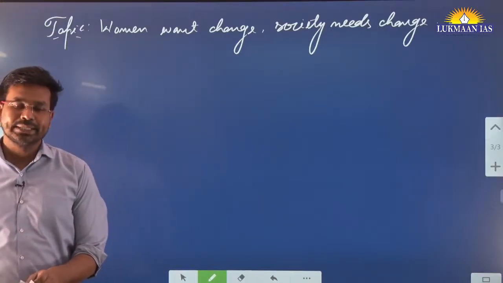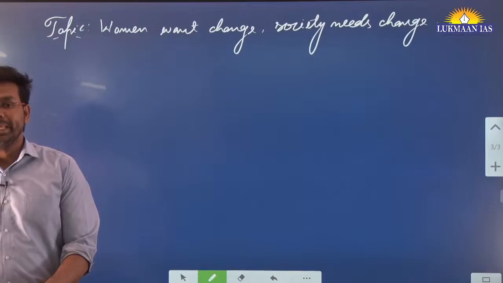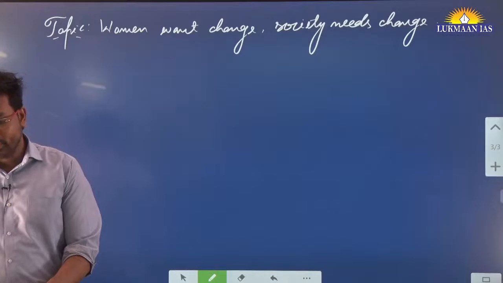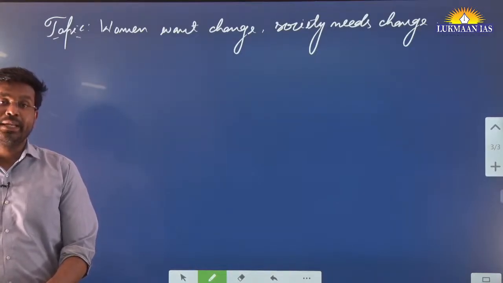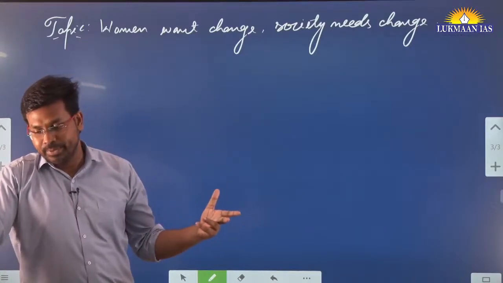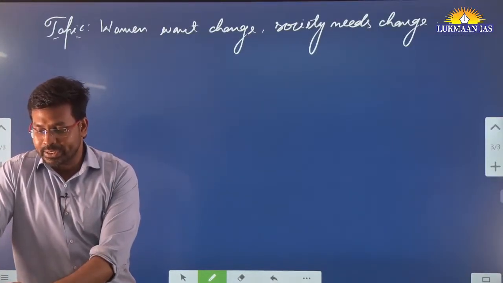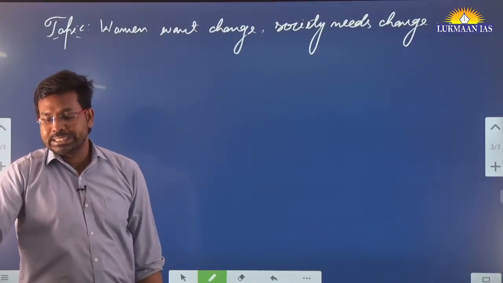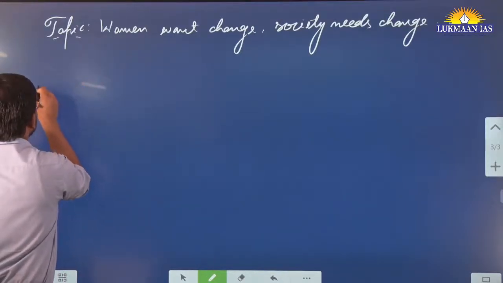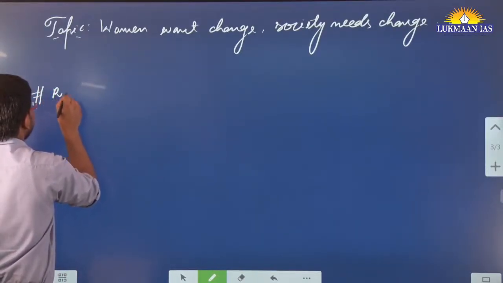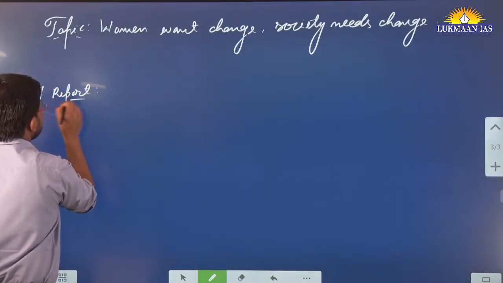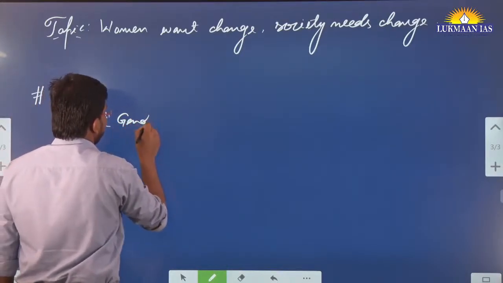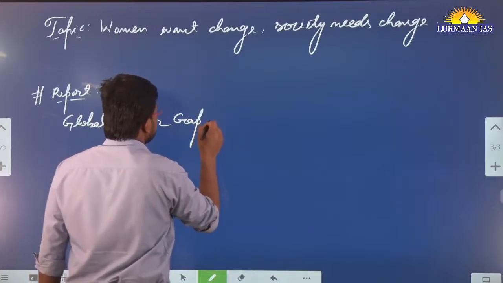Basically, through this article, the author wants to highlight the gender gap between men and women. The author wants to talk about the importance of having women in political leadership. In this article, the author has started with a report released by the World Economic Forum. It is known as the Global Gender Gap Report. So let's talk about this report. What is the name of the report? The name of the report is Global Gender Gap Report.